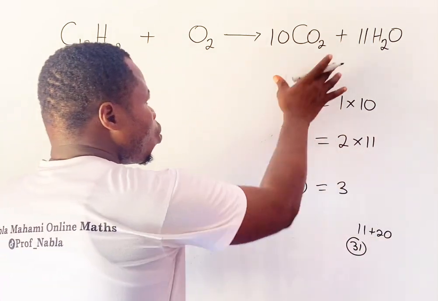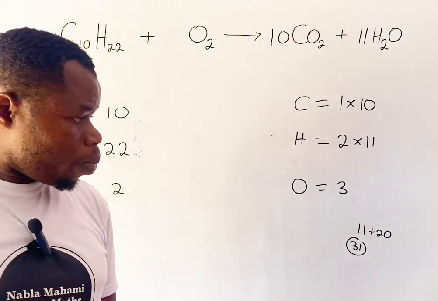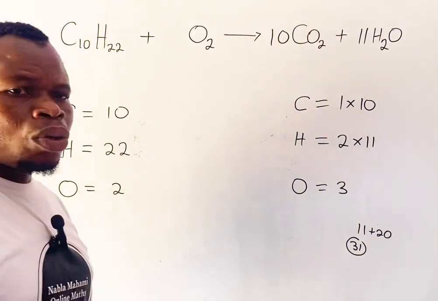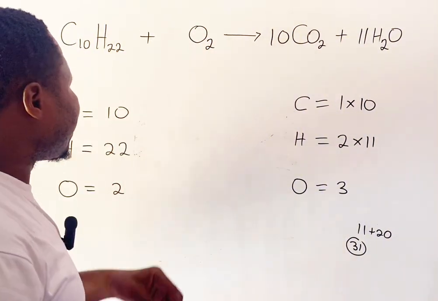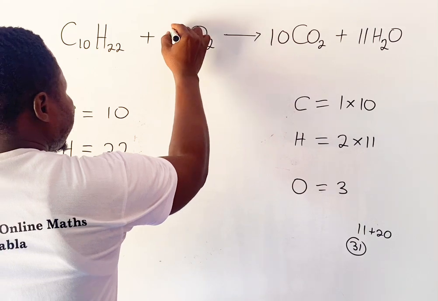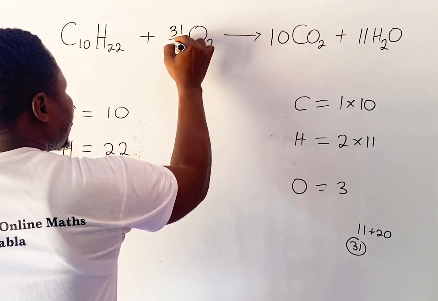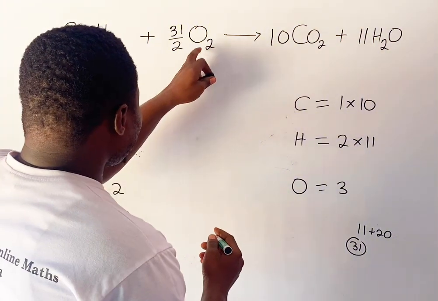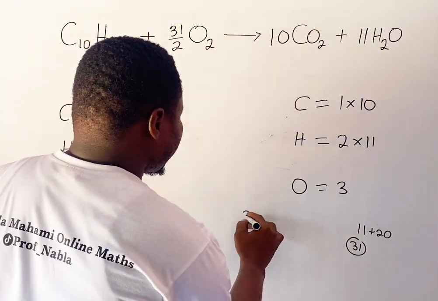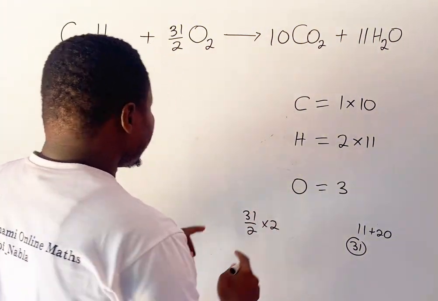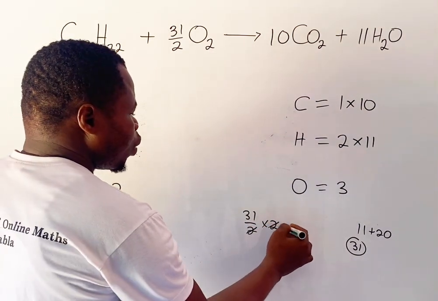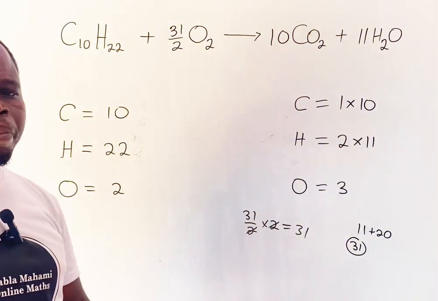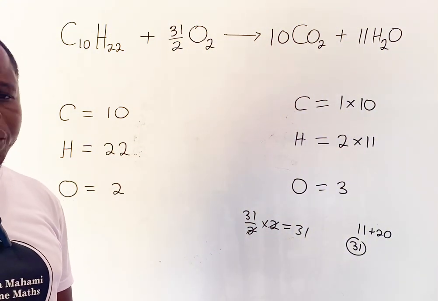So the total O's here is 31. But when you come here, we have 2 of them. So to balance this, I have to write this one as 31 over 2, because here we have 2 of them. So if I take 31 over 2 and multiply that by that 2, you see this will cancel this and the total will be what? 31. And this is the balancing of the reaction.